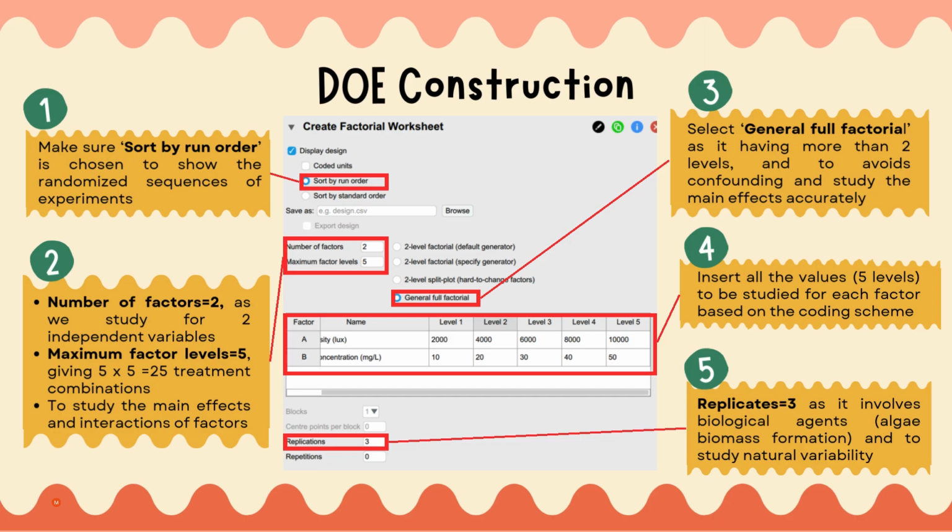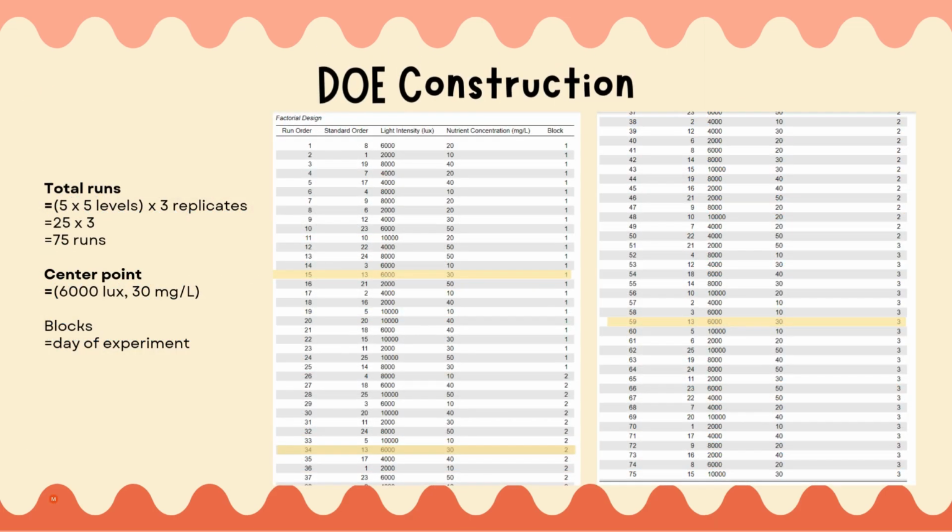And lastly, we will select replicates as 3 because this experiment will involve biological agents, which is algae biomass formation, and this is to also study for the natural variabilities for this experiment to make sure the result is accurate. Okay, so after following all the steps from the previous slide, JMP will actually generate a table for factorial design of these experiments as being shown in this slide.